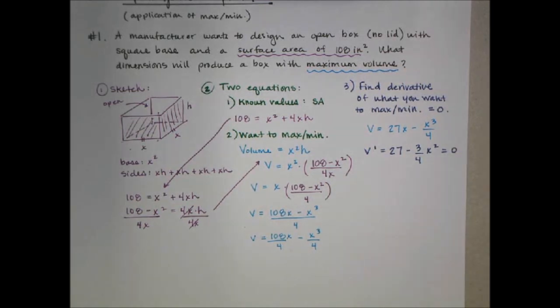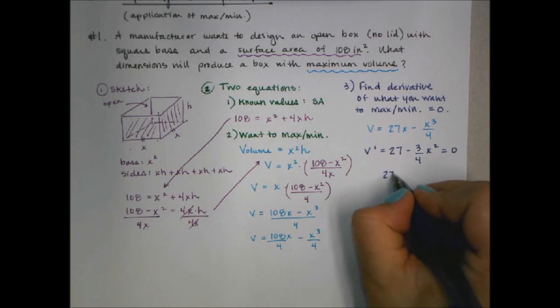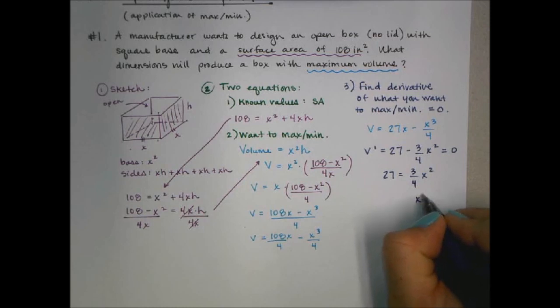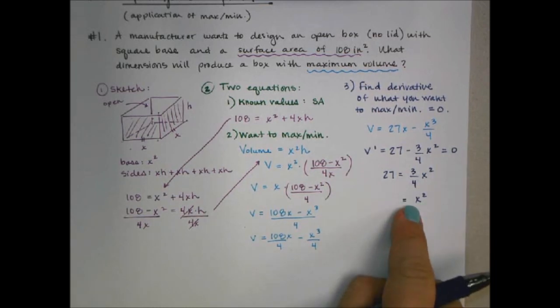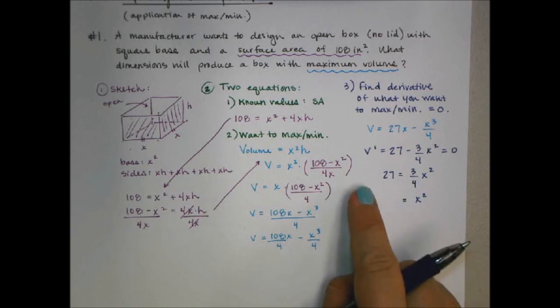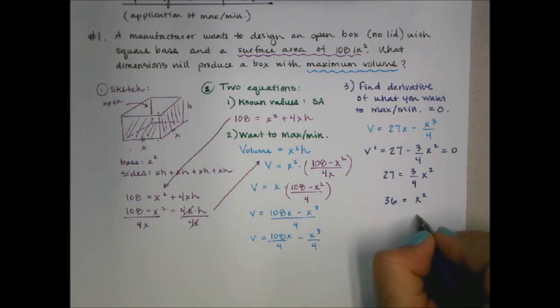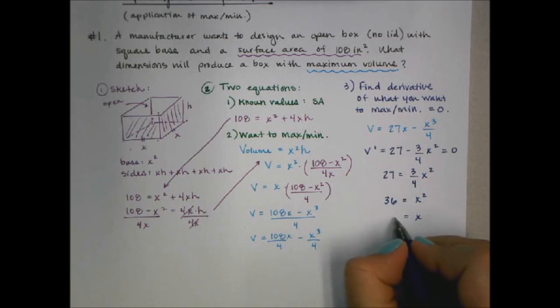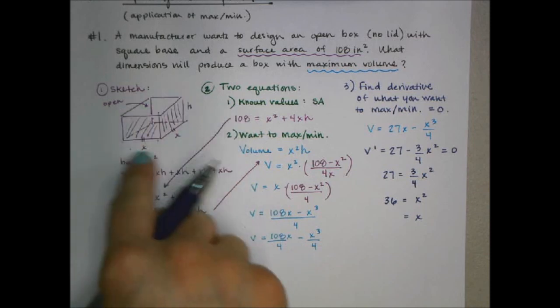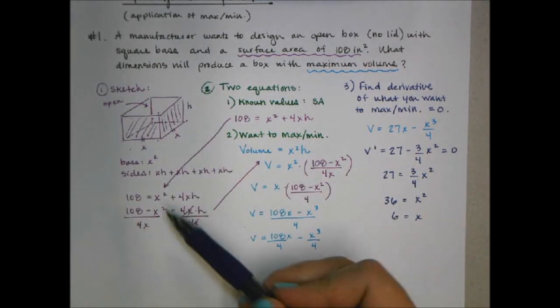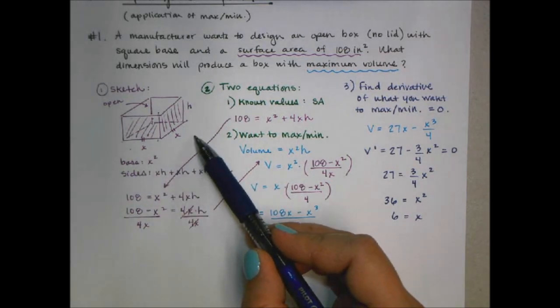We're looking for critical numbers. So add the 3/4 x squared over. Then we're going to go ahead and divide by 3/4 or multiply by 4/3. That's going to give us 36. So x would be plus or minus 6, but x is a length. So I want to make sure I just have 6. So the base of my box is a 6 by 6. Now I just need to find the height.